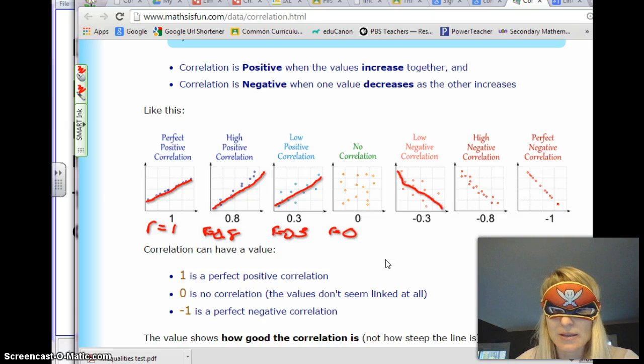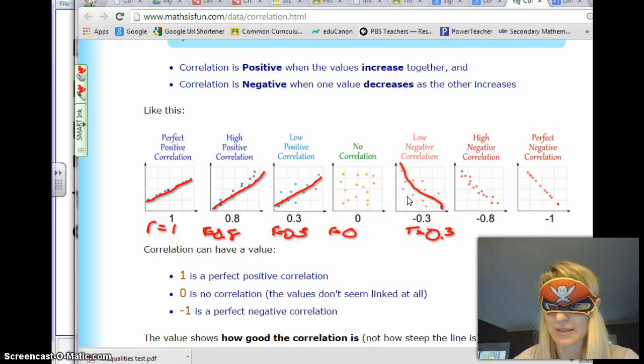So again, this would be an R equals a negative 0.3. So again, that's low, because if I were to draw a line through there, they're scattered all about. They're not tight. You're really looking for the tightness of the line. Here, this is a high, because if I were to draw a line, they're much closer to a line of fit. And this is perfect. So again, these are R values.